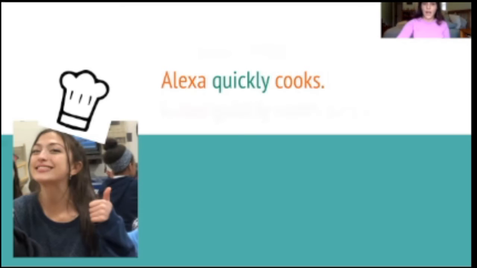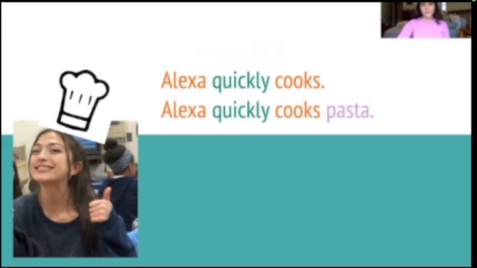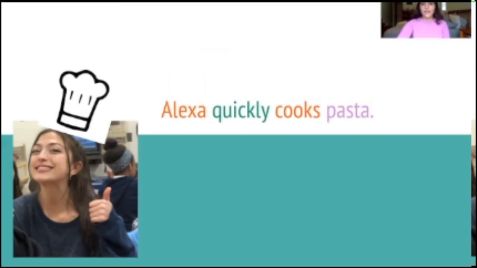To make it a little bit more complicated, we can add adjectives, adverbs, and objects. For example, Alexa quickly cooks pasta. If we wanted to simplify the sentence by using pronouns, we would say, she cooks it. She being Alexa and it being the pasta.